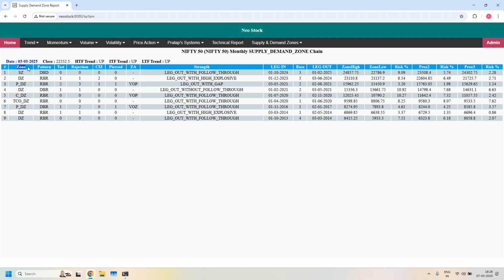Always look into the zone column to find the high liquidity zones, and look into the pierced column to find the pierced zones, and always look into the LTF trend to find the trend of the current time frame you have selected. So this is how you should understand the remaining supply demand zone chain reports.